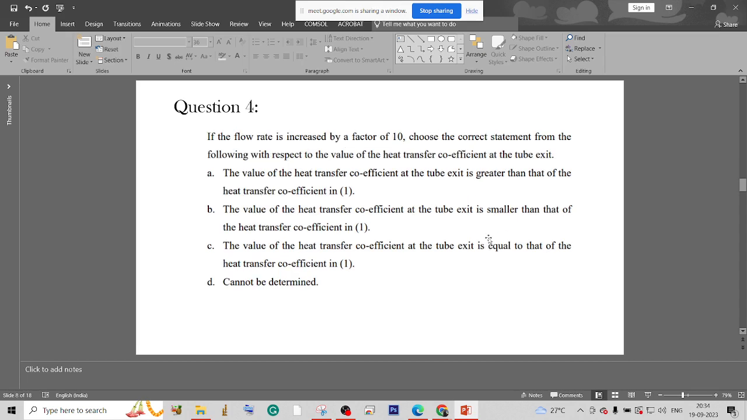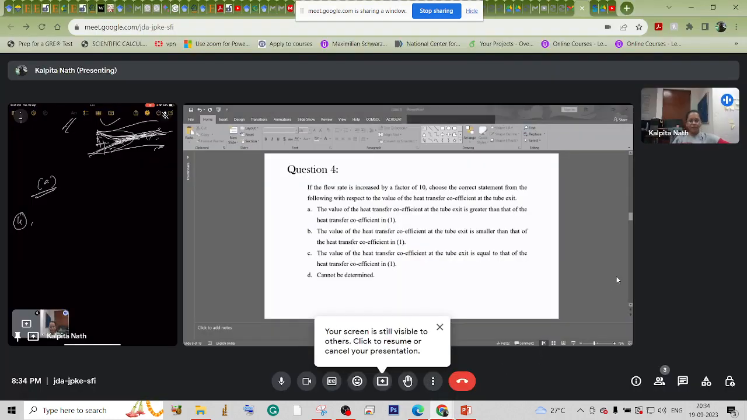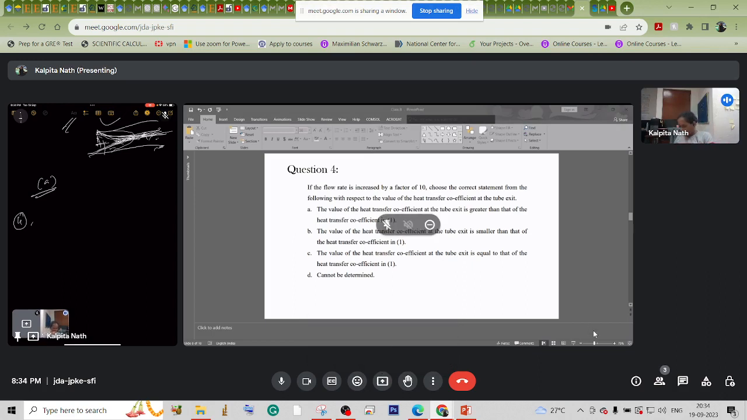If the flow rate is increased by a factor of 10, choose the correct statement with respect to the value of heat transfer coefficient at the tube exit. This you can easily calculate, right? In the same way you have to do it, now the mass flow rate will change, mass flow rate will increase by a factor of 10. I'll give you 2 minutes for this.